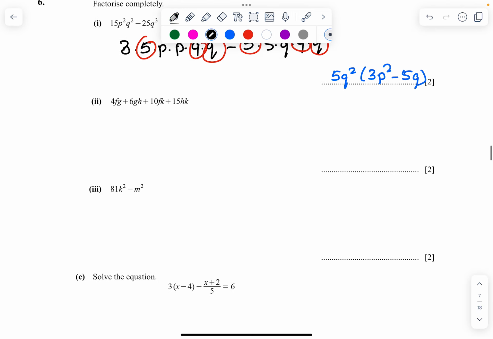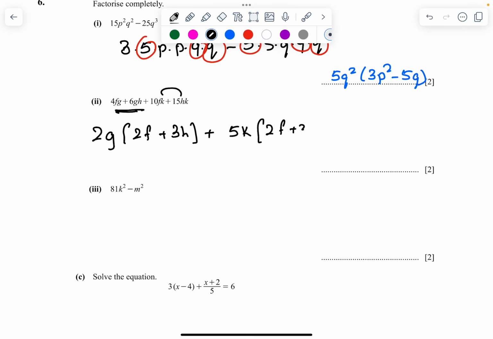Then from these two terms, I take 2g common. So I'm left over with 2f plus 3h. Similarly, from these two terms, I am going to take 5k common. So I'm left over with 2f plus 3h. So again, I can take 2f plus 3h common. I'm left over with 2g plus 5k.